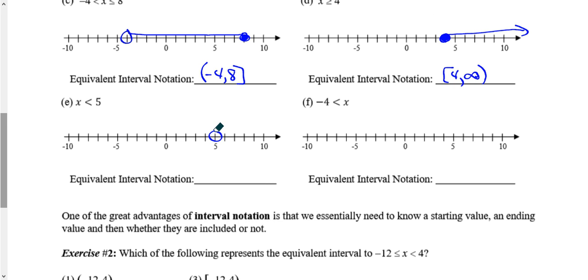It's less than, so it goes to the left. And we're not including 5, right? I know some of you started with the 5 though. So you guys that have 5, comma, negative infinity, you got it backwards.